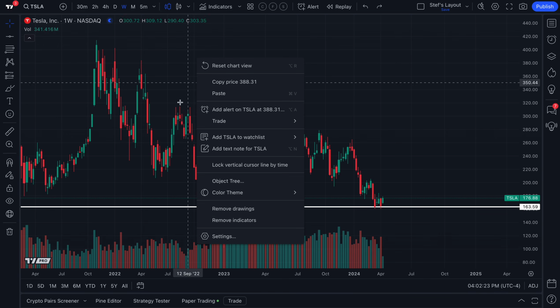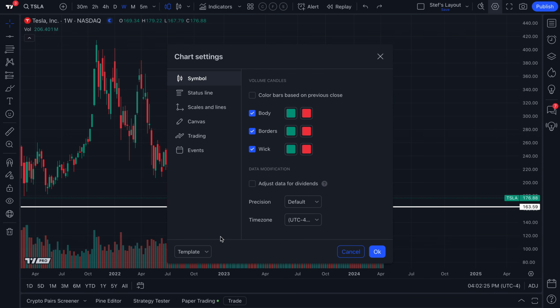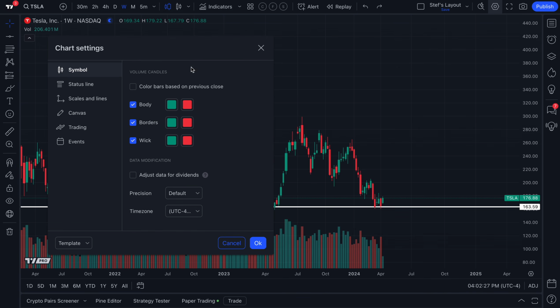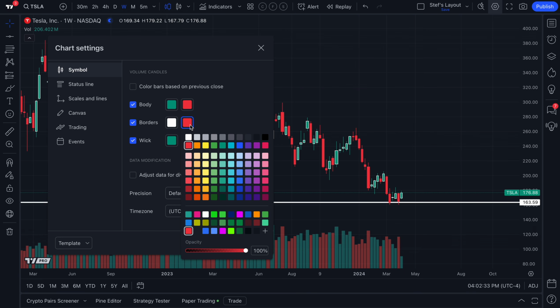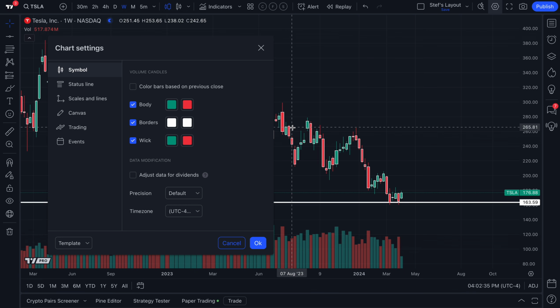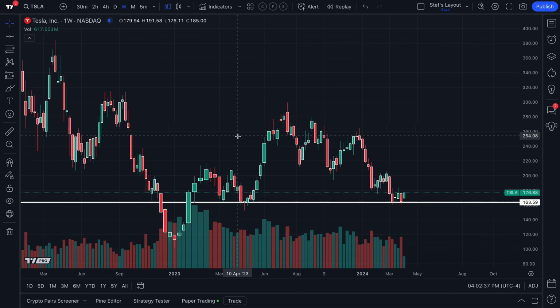And please keep in mind, if you right-click on the chart and go to settings, you can customize your volume candles just as you would any other chart type. So if you wanted to, for example, give your candles a white border like this, you could do that and still operate the volume candles as such.